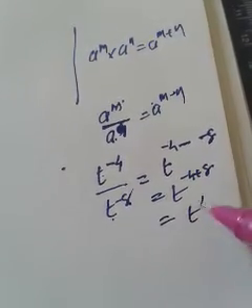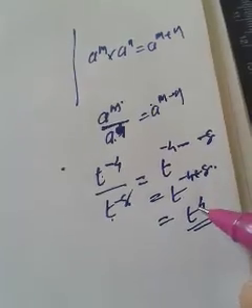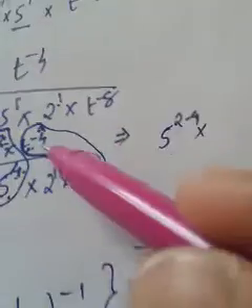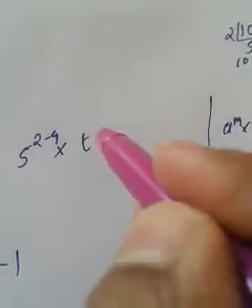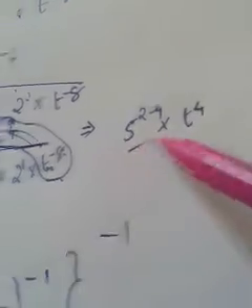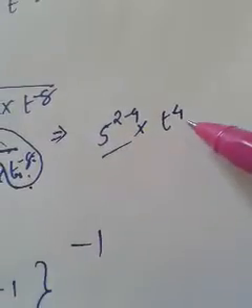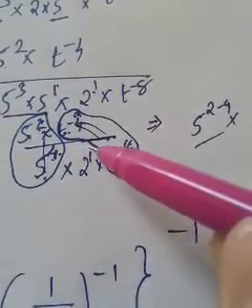So the answer is t raised to 4. Minus 4 plus 8 is 4. So we will get the answer as t raised to 4. So in this area, we got the answer as t raised to 4 by applying the rule. So here we have solved like this. This area we have solved like this, and only one thing is remaining.